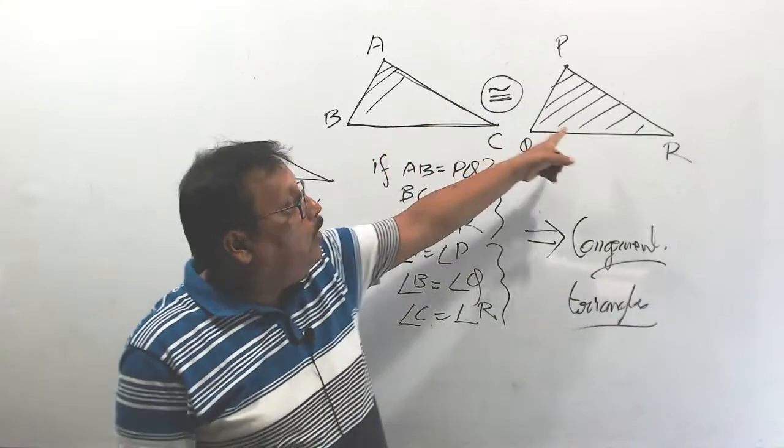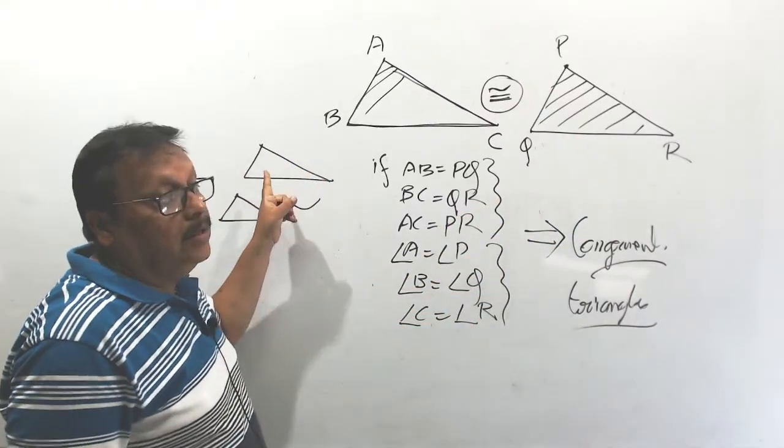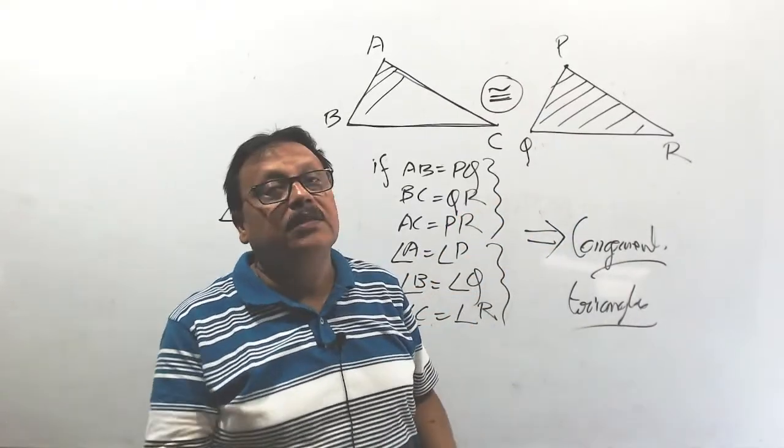But two congruent triangles, of course, will be similar. But two similar triangles may not be congruent. The converse may not be true. Okay.